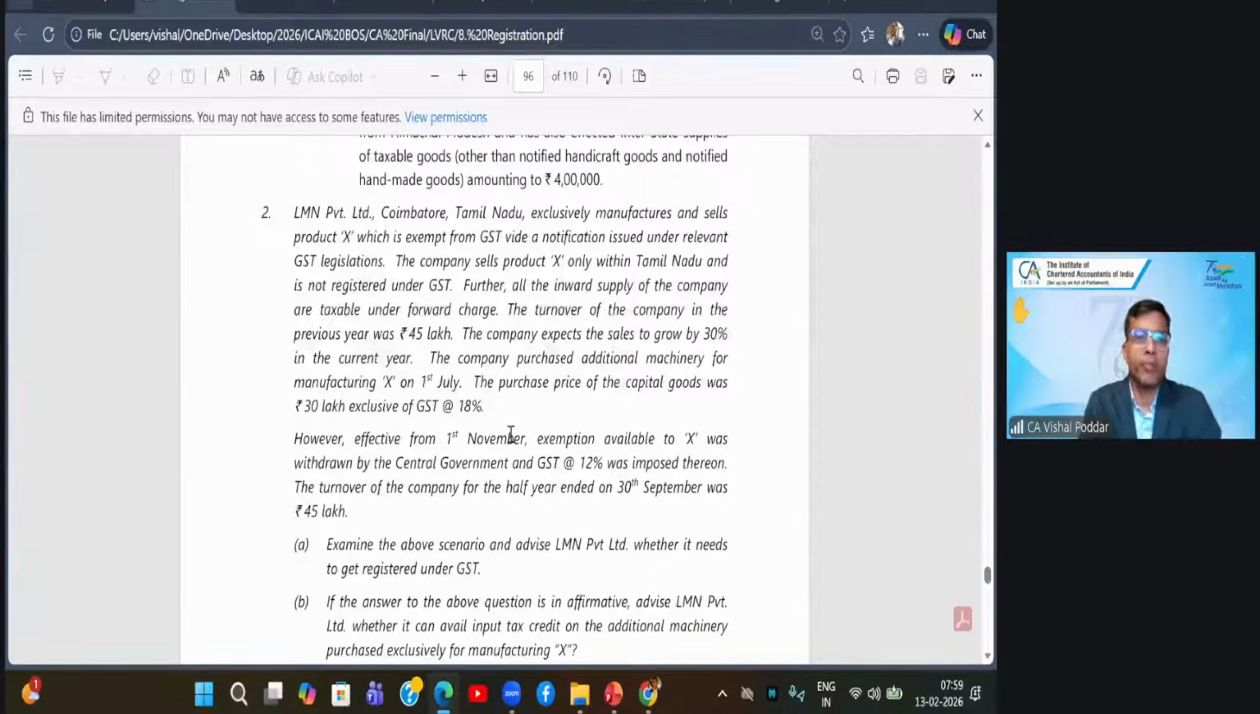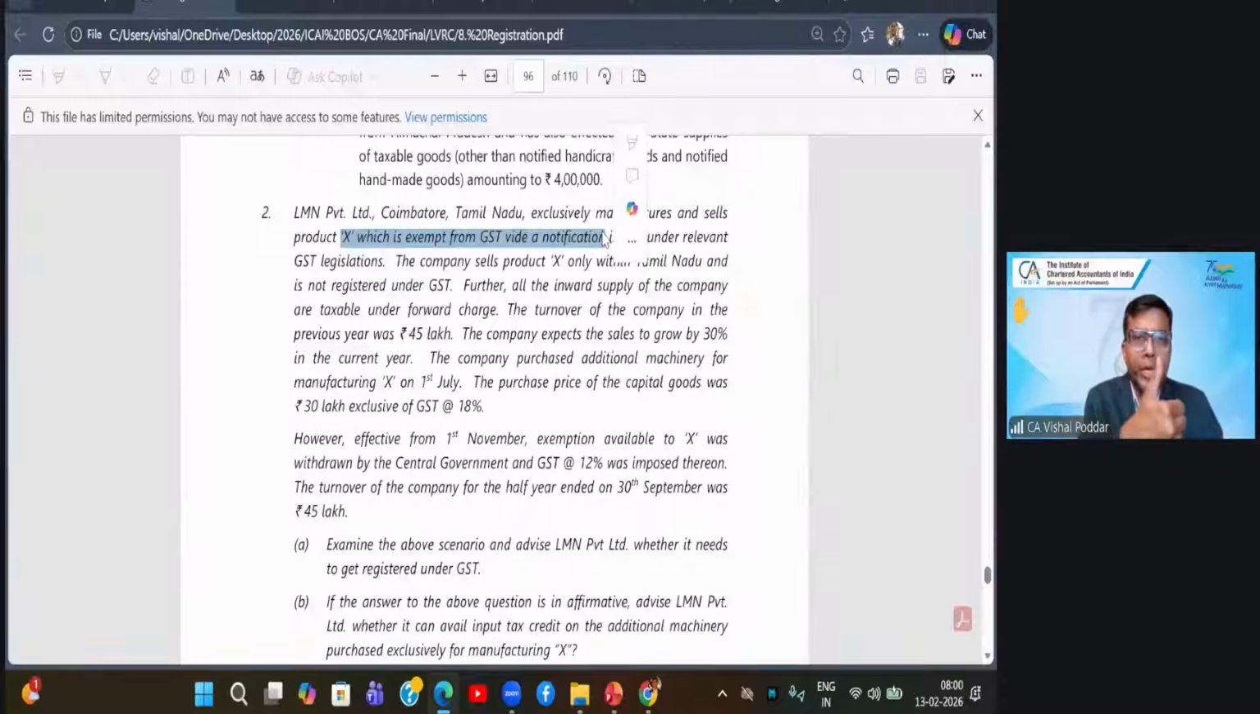Now, what is the scenario? Presently, you have only one product. That product is sold within the state, so there is no interstate supply. And secondly, presently, your entire sales are fully exempt because your product is falling under an exemption notification. So X is fully exempt. So right now, what is the scenario? You have only intrastate supply, so Section 24 is not getting triggered. Also, you do not have inward RCM supplies. So because of both these, again, Section 24 is not getting triggered.